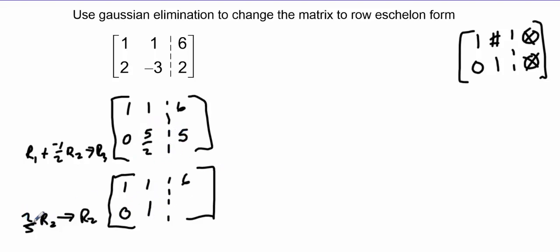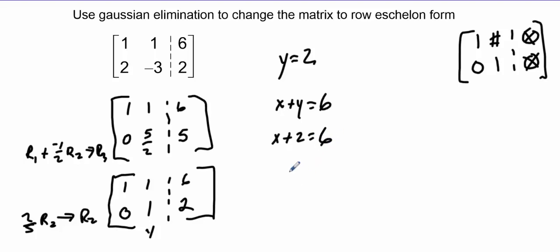2/5 times 5 gives me a 2. And now I am in row echelon form. I can say that y equals 2 because that's the only thing left right here. And I do know that x plus y equals 6 by what's left in my top row. Given that y is equal to 2, x plus 2 is equal to 6, and x equals 4. So in theory, I can say that I've solved that system using this process.